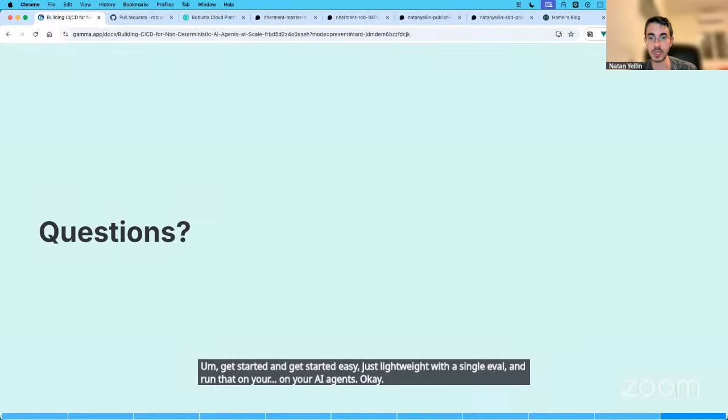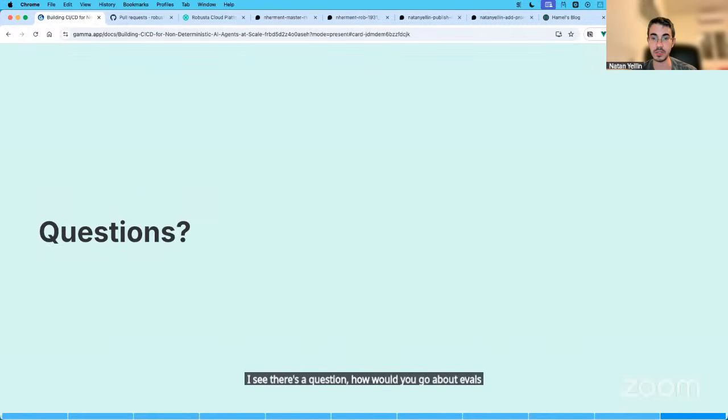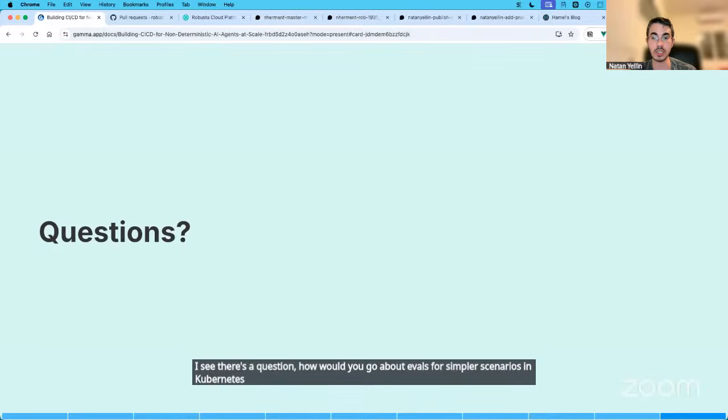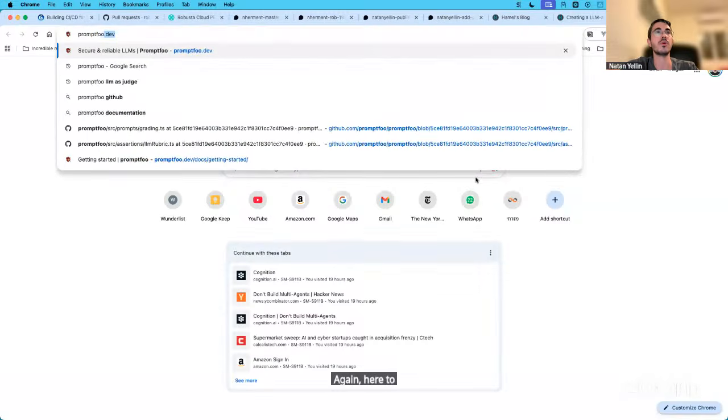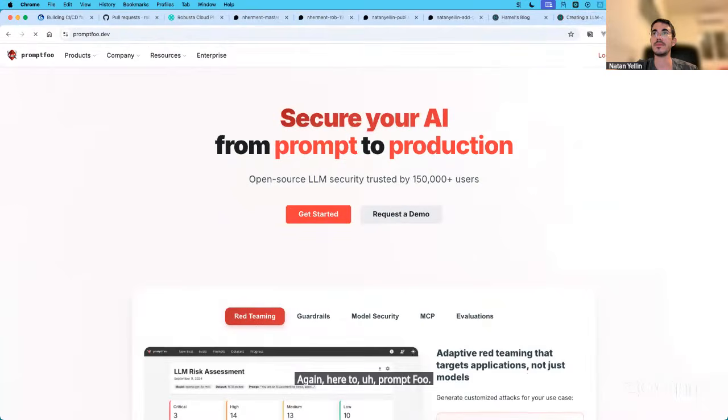Okay, I see there's a question. How would you go about evals for simpler scenarios in Kubernetes, like agents using RAG for a knowledge base? So if I'm going to go back again here to Promptfoo. Promptfoo, just to remind you, is an open source eval framework.